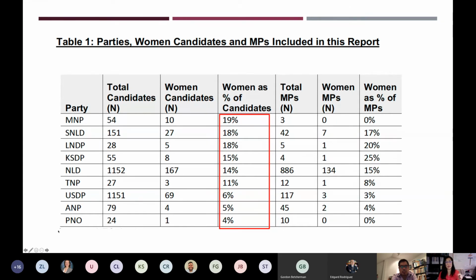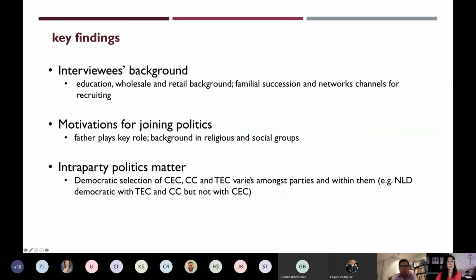The parties vary a lot in terms of the number of women they fielded as candidates in the past election. We have Mon, which has a total of 19% fielded as candidates, but there are 0 elected. So we do have a wide range of parties included in the study. Now I'm going to quickly jump through the key findings.